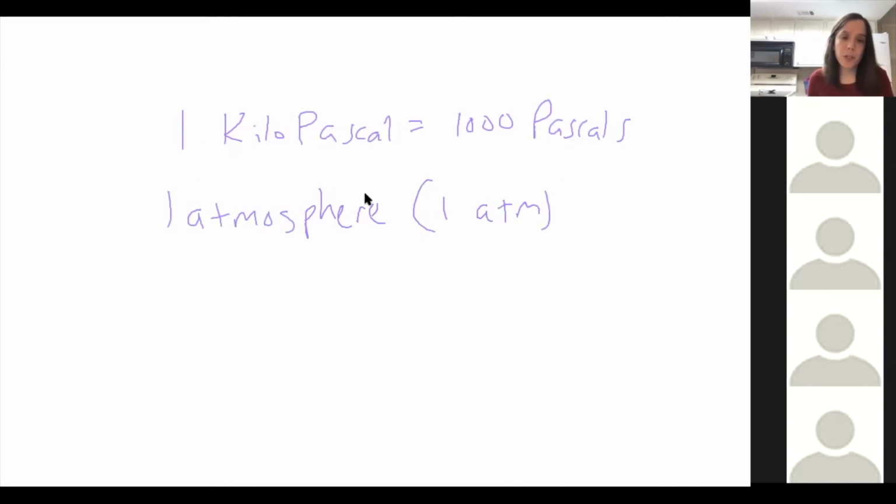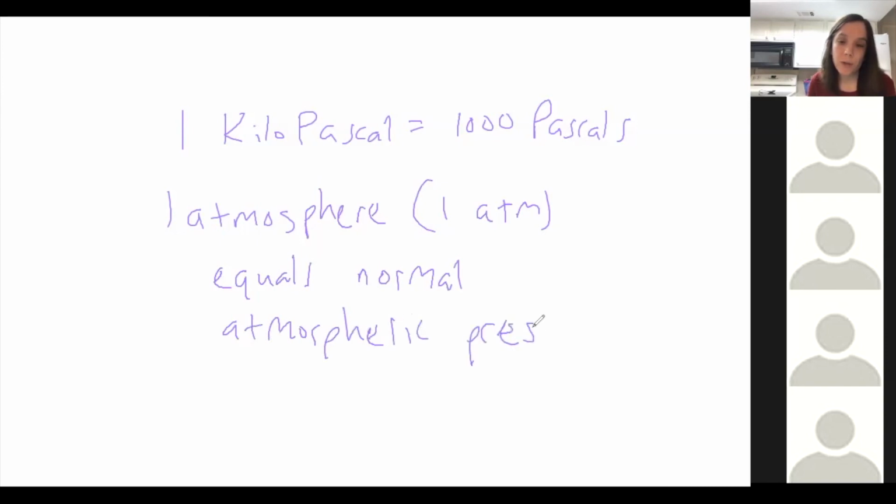A common pressure unit in chemistry is atmosphere as well. ATM is the abbreviation. 1 atmosphere is equal to normal atmospheric pressure. So it's the normal pressure that you feel just being in this atmosphere. And again, it's equal to about 14 pounds per square inch.